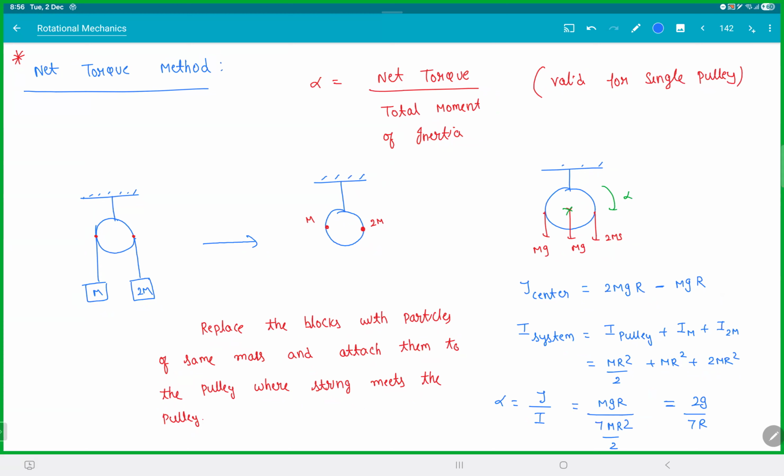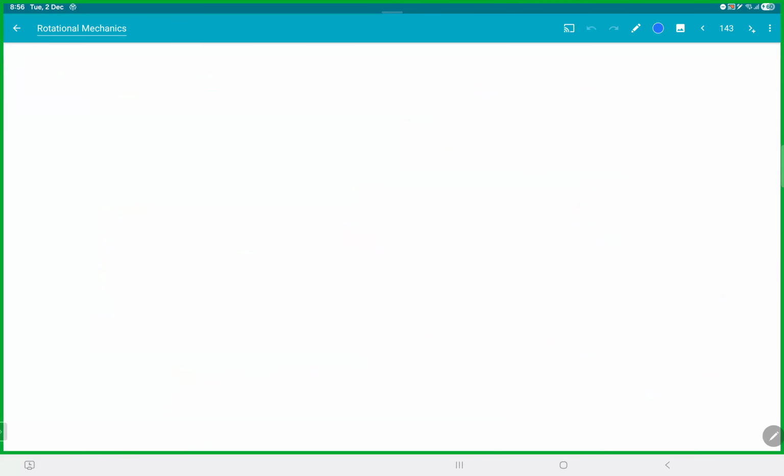So you can use this when there's a single pulley. You just replace the particles there and finish it off. Understood. Same thing. If I give you one more example, this problem which we did, the first one, this was M and this was M and R. Same story. Take this mass, attach it here M. So this will pull with mg, your own weight mg.